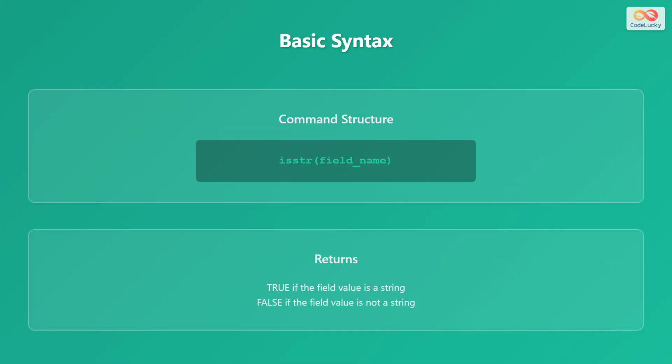The basic syntax for the isstr command is straightforward. You write isstr followed by parentheses containing the field name you want to test. The command returns a Boolean value true if the field value is a string, and false if the field value is not a string. This simple structure makes it easy to integrate into your SPL queries.